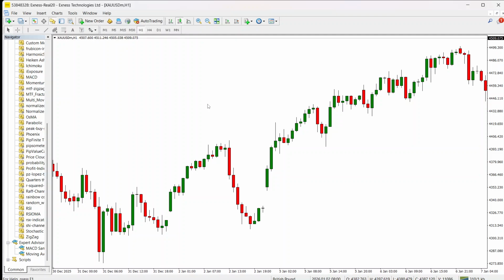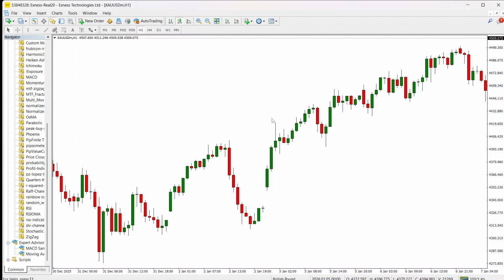Hi traders, in this video we are looking at the RSIOMA indicator for MT4 and MT5. This hybrid tool combines the relative strength index with moving average concepts to create a smoothed momentum oscillator that identifies trend strengths and potential reversals. In this video you will see how the indicator is constructed, how its lines are interpreted, and which trading signals are generated.